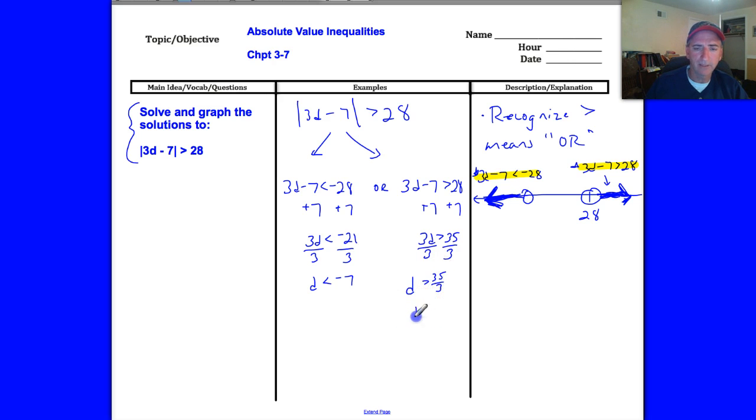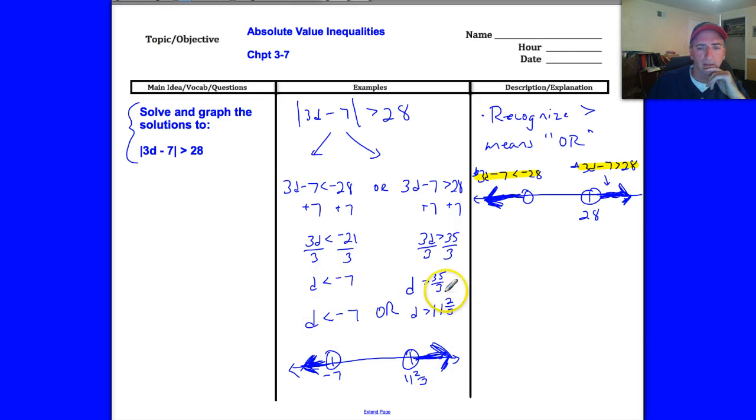3 does not go in there evenly, so let's change it to a mixed number. I believe it goes in there 11 times, which would give me 33, and 2 thirds. So your solution is d is less than -7 or d is greater than 11 and 2 thirds. And the graph would look like this: here's -7, open circle going this way. Here is 11 and 2 thirds, open circle going this way. And voila, you've got the solution.